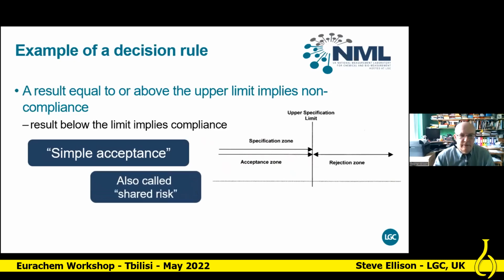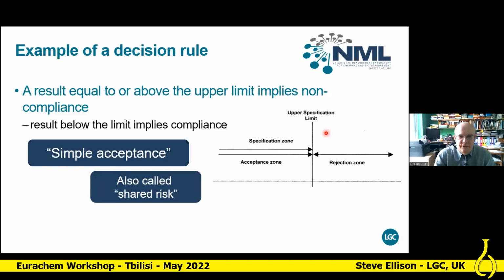That's sometimes also called a shared risk approach. And that's because when we're close to the limit, essentially when we're at the limit, there's a sort of 50-50 probability that the test sample complies or does not comply. And that means that the person who's producing the material takes some of the risk and the person who's buying the material or the item takes some of the risk.